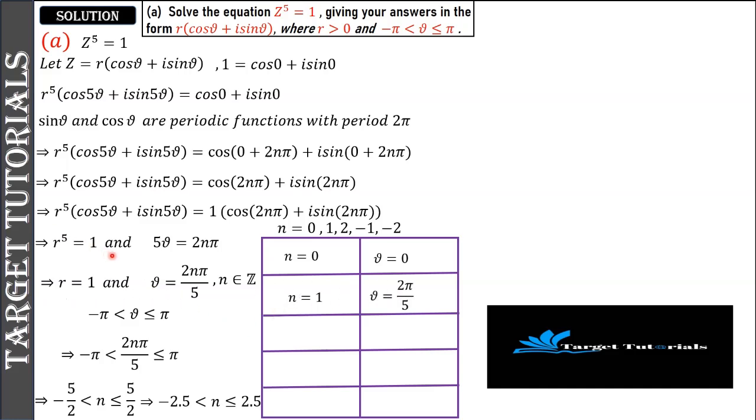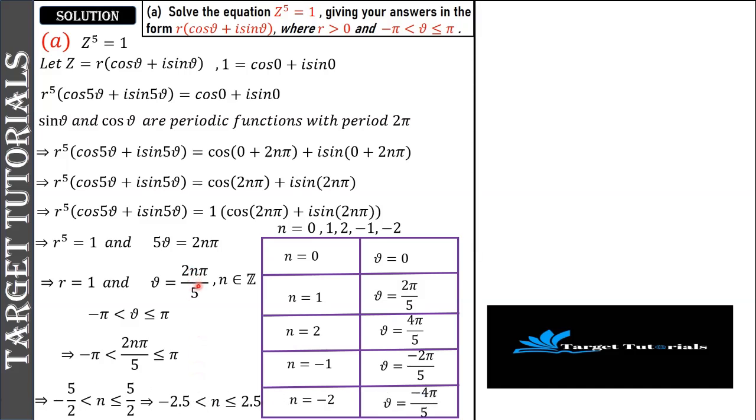When n equals 1, theta is equal to 2 pi divided by 5. When n equals 2, theta is equal to 4 pi, that is 2 times 2 times pi, divided by 5. When n equals -1, theta is equal to -2 pi divided by 5. And when n equals -2, theta is equal to -4 pi divided by 5.